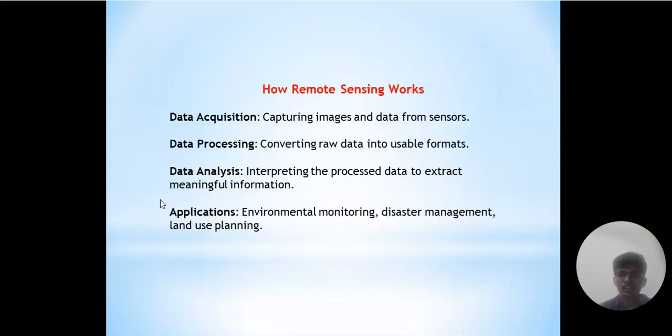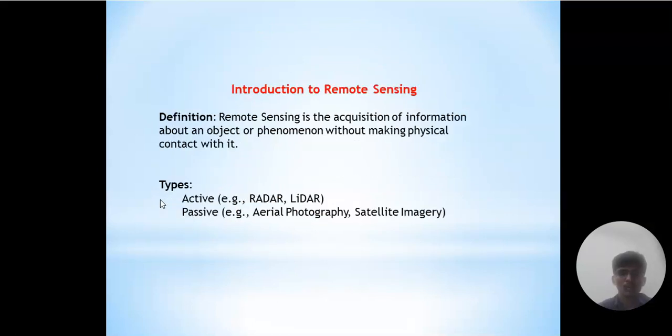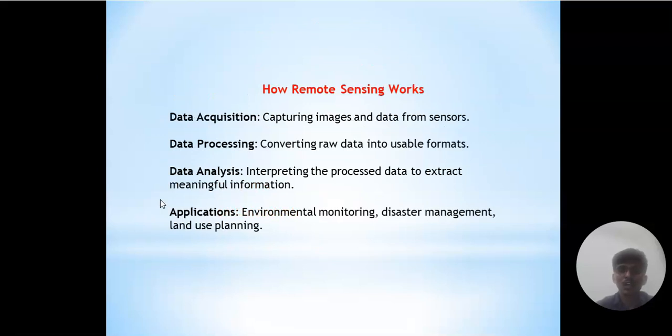Then the next part is remote sensing. Remote sensing collects data from a distance, typically using satellites or aircraft. It is crucial for monitoring and analyzing the earth surface. The types of remote sensing sensors are active sensors and passive sensors, these two main sensor types used in remote sensing. So how does remote sensing work? Remote sensing technology involves a series of steps from data acquisition to analysis, enabling the study of various Earth processes.